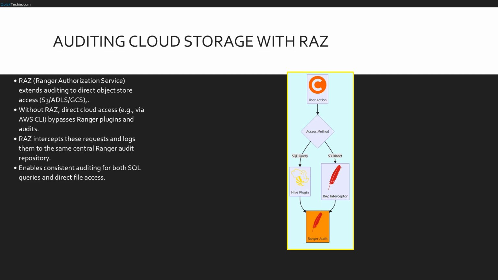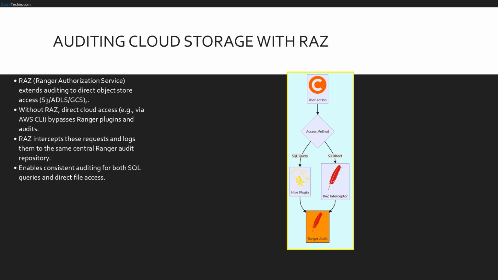This is where RAZ, the Ranger Authorization Service, comes in. Without RAZ, direct cloud access is invisible to Ranger. With RAZ enabled in your environment, these requests are intercepted. RAZ checks permissions and, importantly, generates an audit log for the attempt. This unifies your governance strategy, ensuring that whether a user queries a table via Beeline or tries to download the underlying Parquet file, the action is logged in the same central repository.